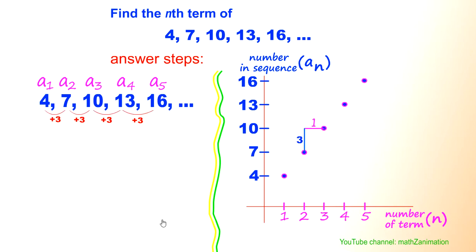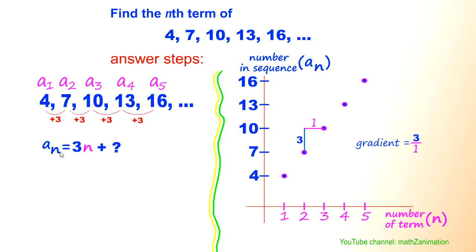Between dots, we have the common gradient, which is rise over run: rise 3 units, run 1 unit. So the common gradient is 3 over 1, or 3. The common gradient is 3, and this 3 actually represents the common difference of the sequence.